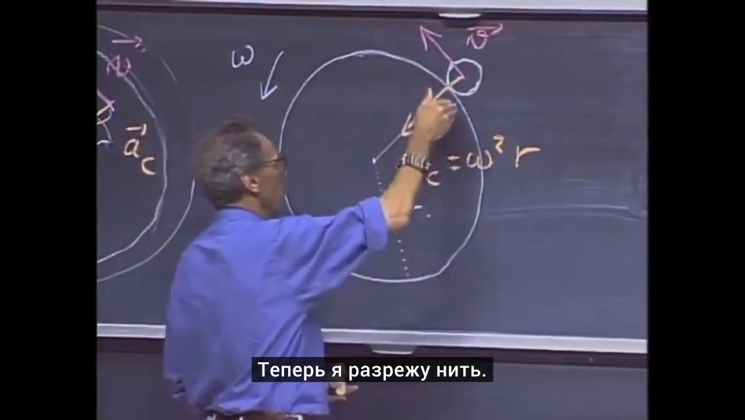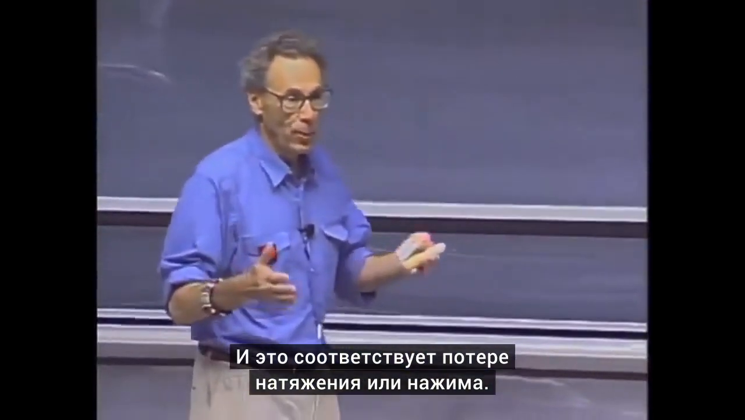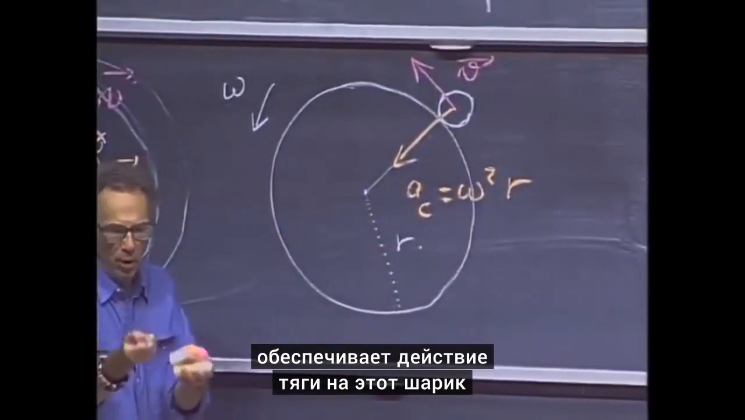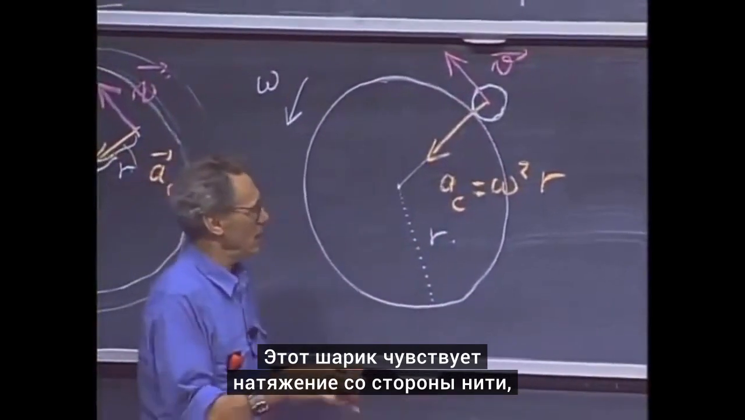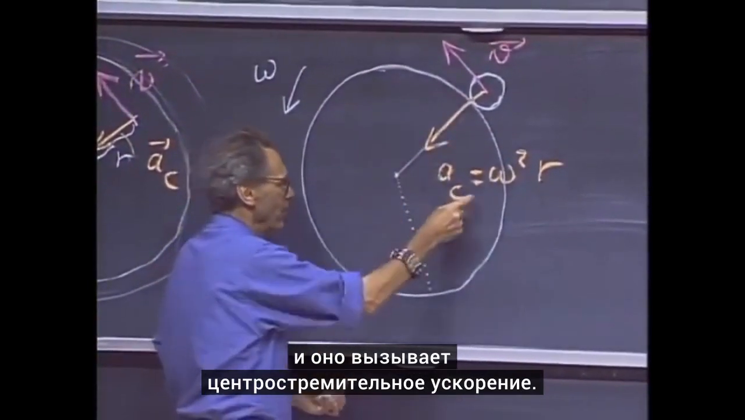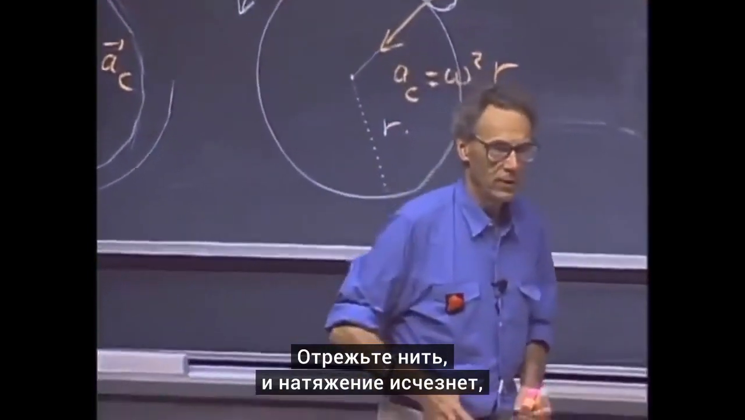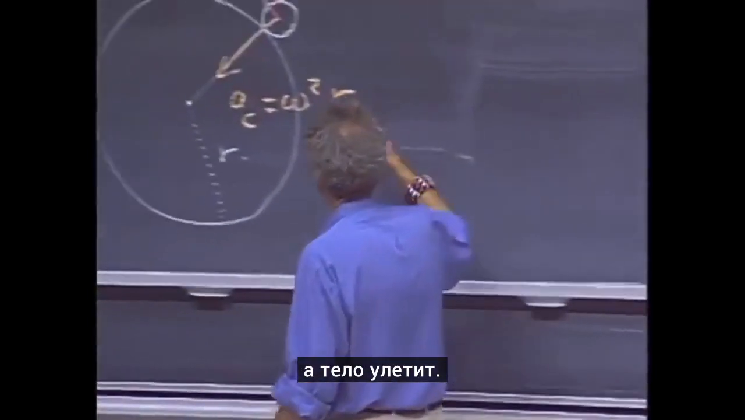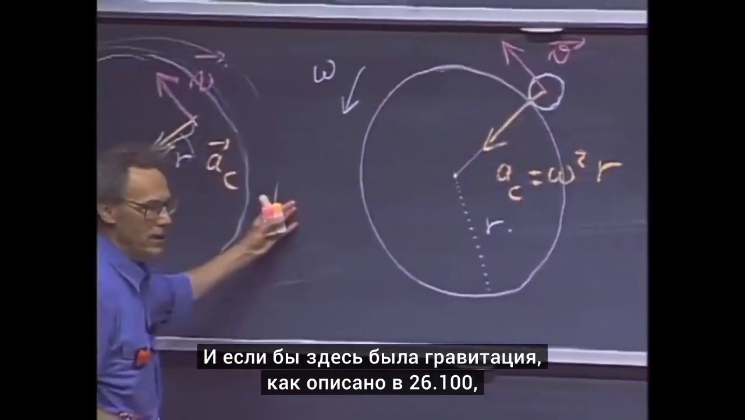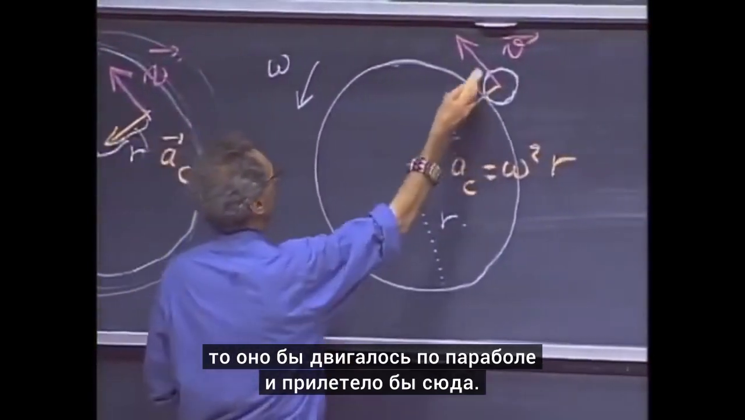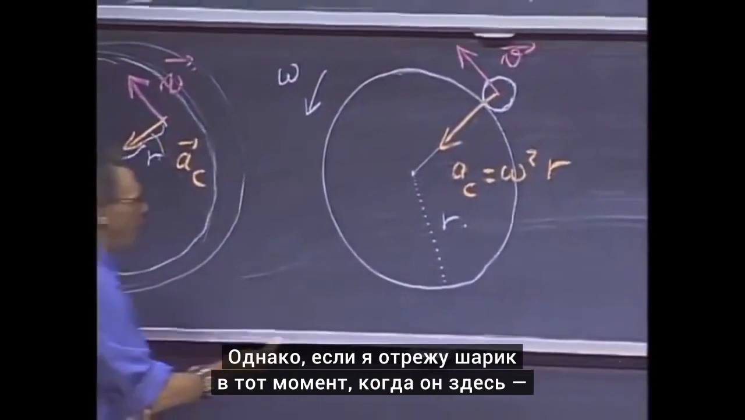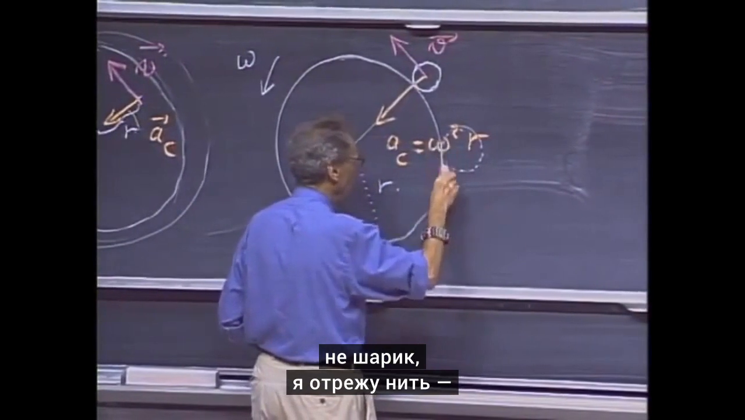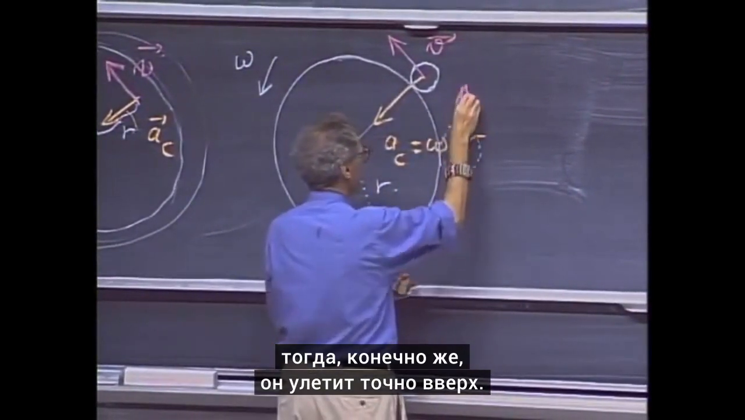Now, I cut it, and that's like taking away the push and the pull. The string that you have here is providing the pull on this ball. This ball is feeling a pull from the string, and that provides it with the centripetal acceleration. Cut the string, and the pull is gone, and the object will take off. And if there were gravity here, as there is in 26-100, it would become a parabola, and it would end up here. If, however, I cut the string exactly when it is here, then, of course, it would fly straight up.